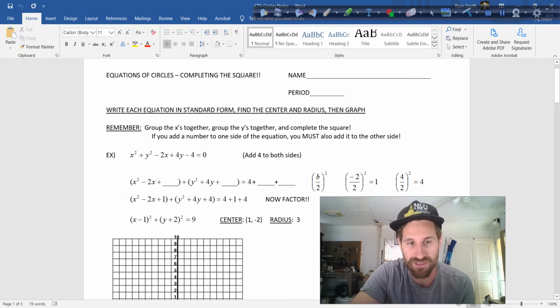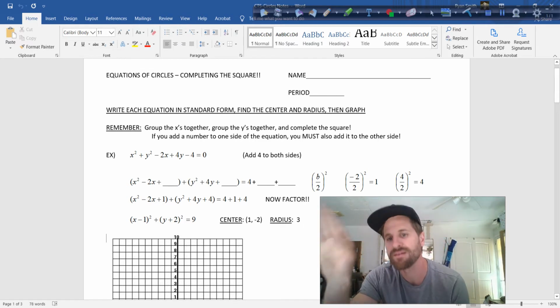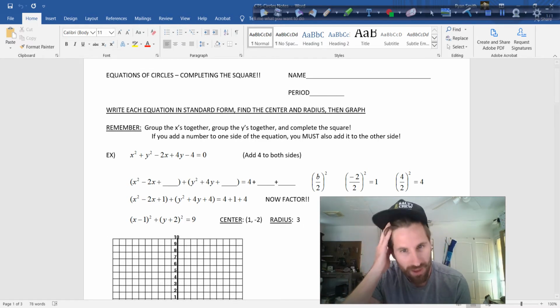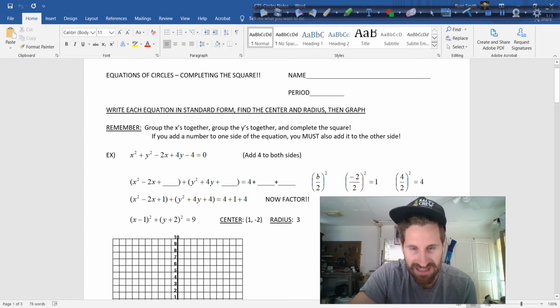Since everything's adding and subtracting, we can reorganize everything. So x squared and negative 2x, we're going to combine those, and we're going to leave a blank here because we're going to complete the square. And then y squared and 4y, we're going to keep those together, leave a blank because we're going to complete the square, and then the number with no variable, we're going to move to the other side. So it's a negative 4, we're going to add it to the other side. Okay? And so that's what we have here in our second line.